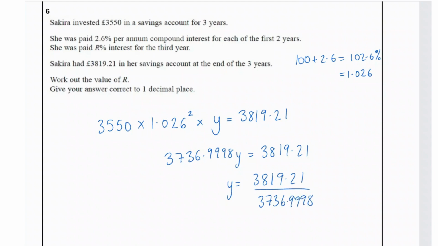And we can figure out what y is now by dividing by 3,736.9998. This is a calculator question. I'm just going to hold it in the calculator as that value, use the answer button, divide by the answer, and I get y as 1.021998. So what must the value of r be? Well, this is 102.199%. So the interest rate to one decimal place must be 2.2%. So that's going to be my answer.